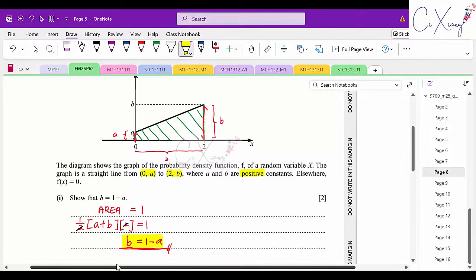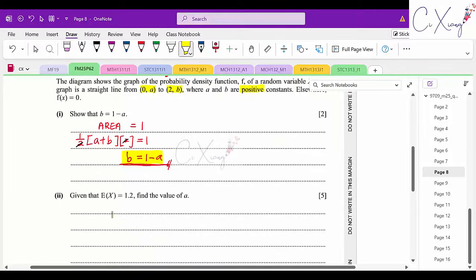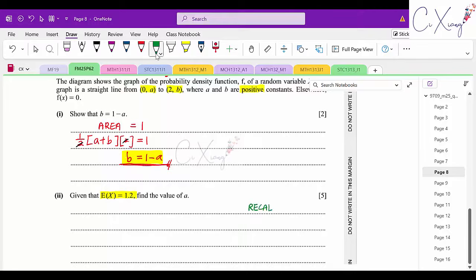Okay, so let's look at part A2. Given that the expected value is 1.2, find the value of a. How do we find the expected value of a continuous random variable? Just to recall, the general expected value formula is that you multiply x with the function f(x) first, and only then do the integration. This is how we get the expected value of x.